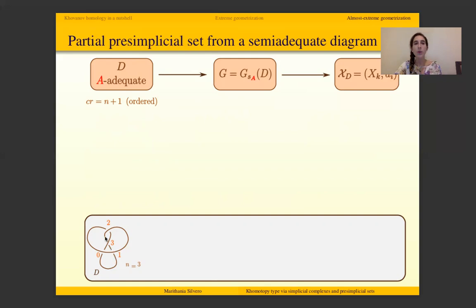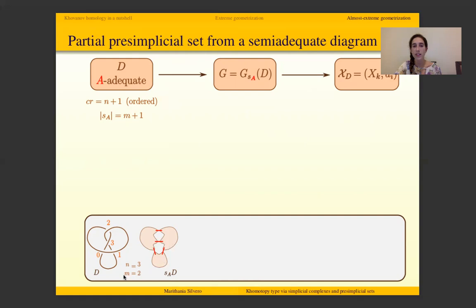So we define n as the number of crossings minus one. Here we have n equals three because we have four crossings. And m is going to be the number of circles we have when we consider the A state, meaning the state associating an A or a zero to every crossing. Here we have three circles, so m equals two.